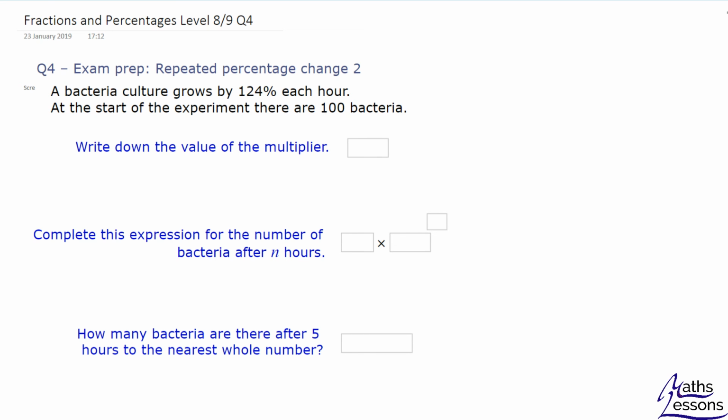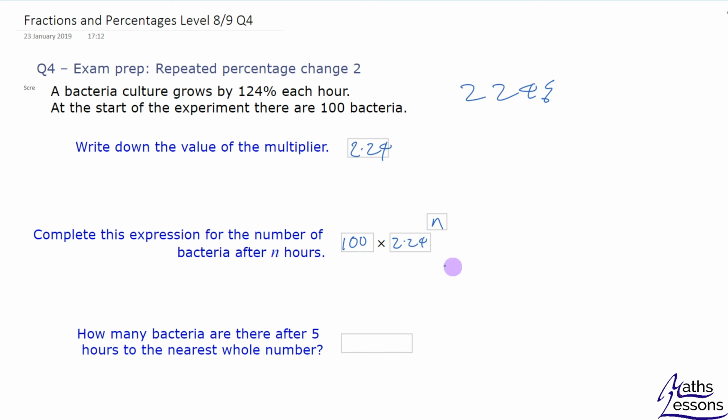Right, last question to finish off. It's not 1.24 as many people might think. You've got 100% to start with. You add on 124%, you get 224% in total. So therefore, the multiplier is 2.24. So we've got 100 bacteria times by 2.24 to the power of n.